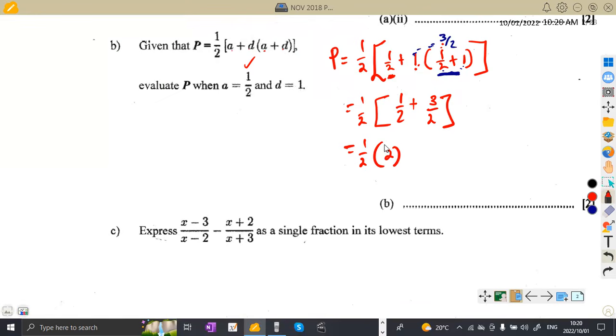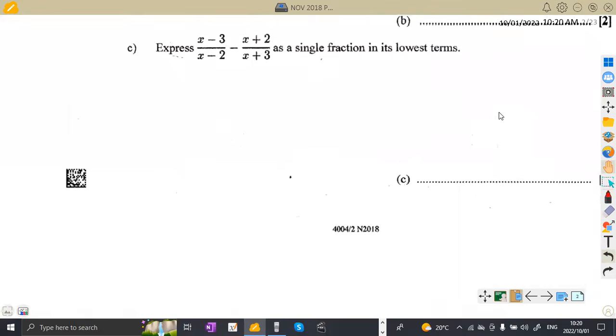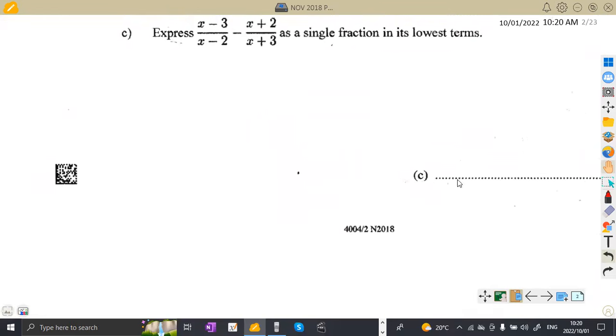So you're going to multiply half of 2, which is 1. So you're going to obtain 1 from this one. All right, let's see the other part, expressed as a single fraction in its lowest terms. It's not about expressing as a single fraction, but in its lowest terms.